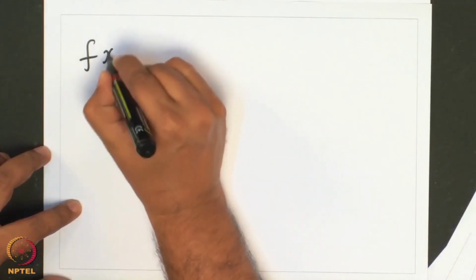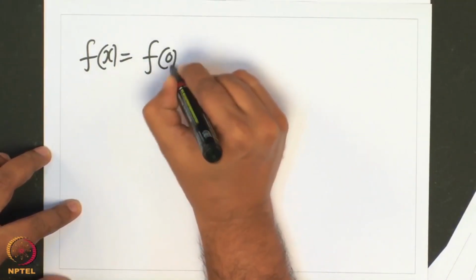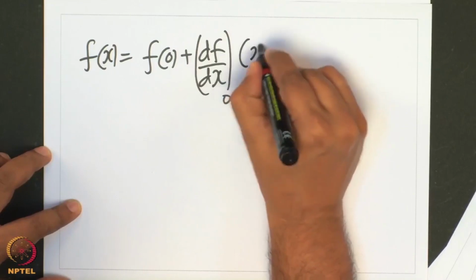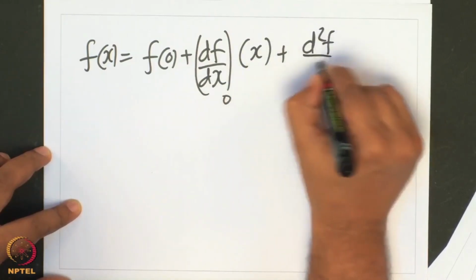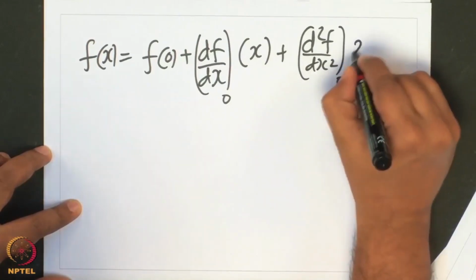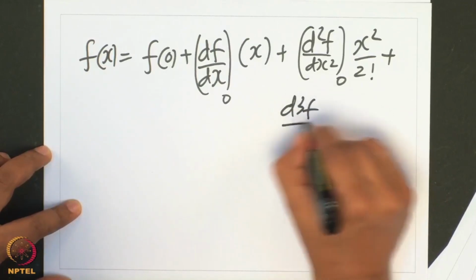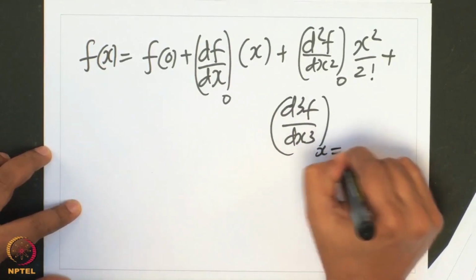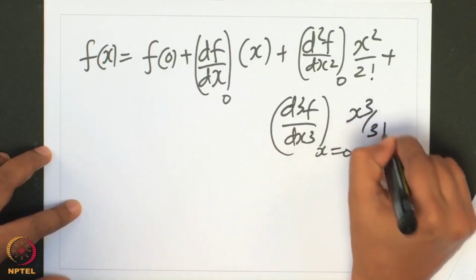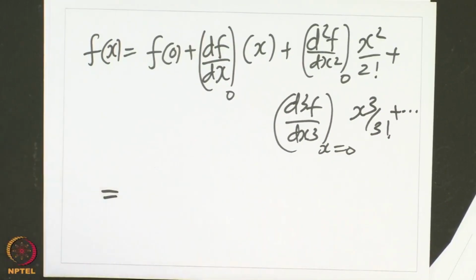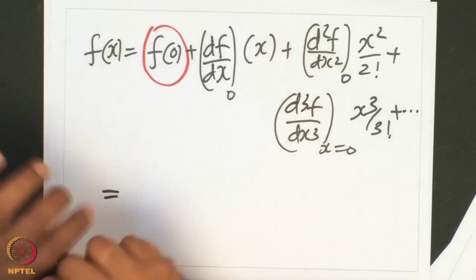If you assume this, what would we get? So let us see what we want. We want the function f of x. The Taylor series says f of x is f at 0 plus df by dx at 0 times x plus d square f by dx square at 0 times x square by 2 factorial plus d cube f by dx cube at x equal to 0 times x cube by 3 factorial plus infinite dot dot dot. So the simplest assumption is that this is to be assumed to be 1. So I will put here 1.